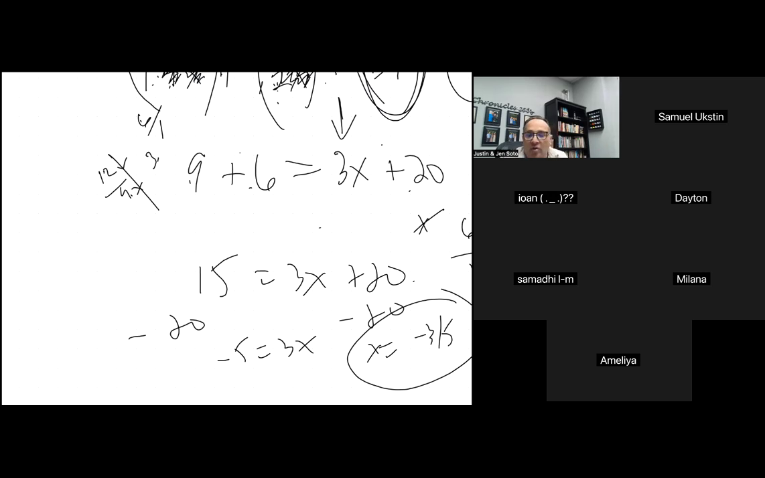Okay, those are the 2 hardest ones. Number 9 is a little bit easier because there's no x in the denominator. Let's do it, though. Let me ask you this, Dayton. Would you like me to do number 8 again, or would you like me to do number 9? You tell me.